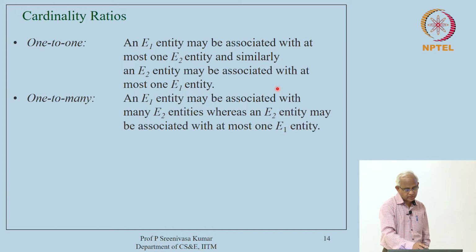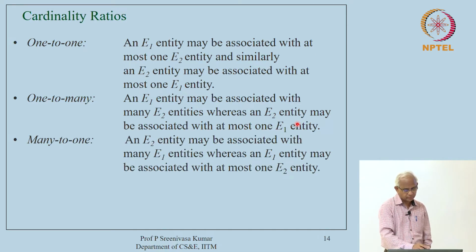On the other hand, 1 to many means an E1 entity may be associated with many E2 entities, whereas an E2 entity may be associated with at most one E1 entity. The inverse of this situation is many to 1. That means an E2 entity may be associated with many E1 entities, whereas an E1 entity may be associated with at most one E2 entity. I will give you examples of these different kinds in the next few slides.